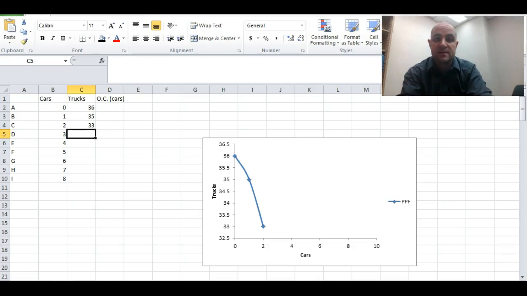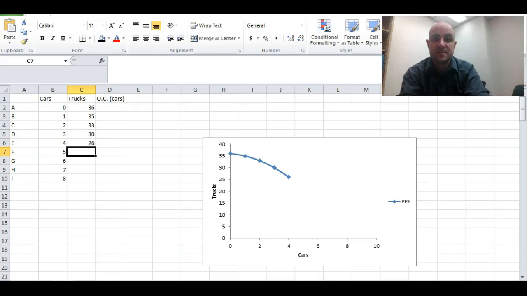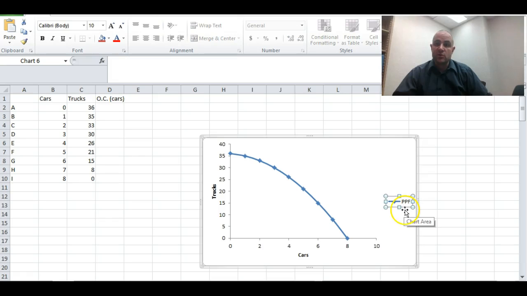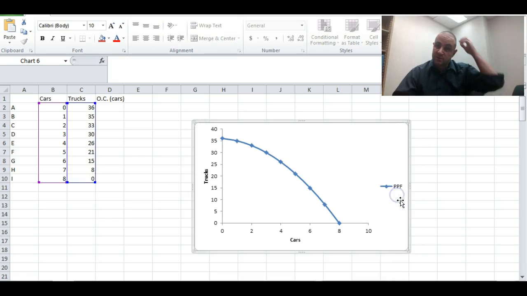And then let's say 30, 26, 21, 15, 8, and 0. So a production possibility frontier is a graphical representation of that, which we see over here. So here is, in this example, the PPF.